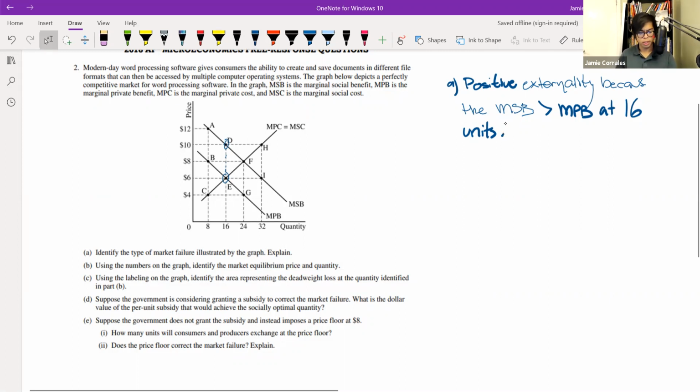Using the numbers on the graph, identify the market equilibrium price. Well, that's going to be a price of $6 and a quantity of 16.